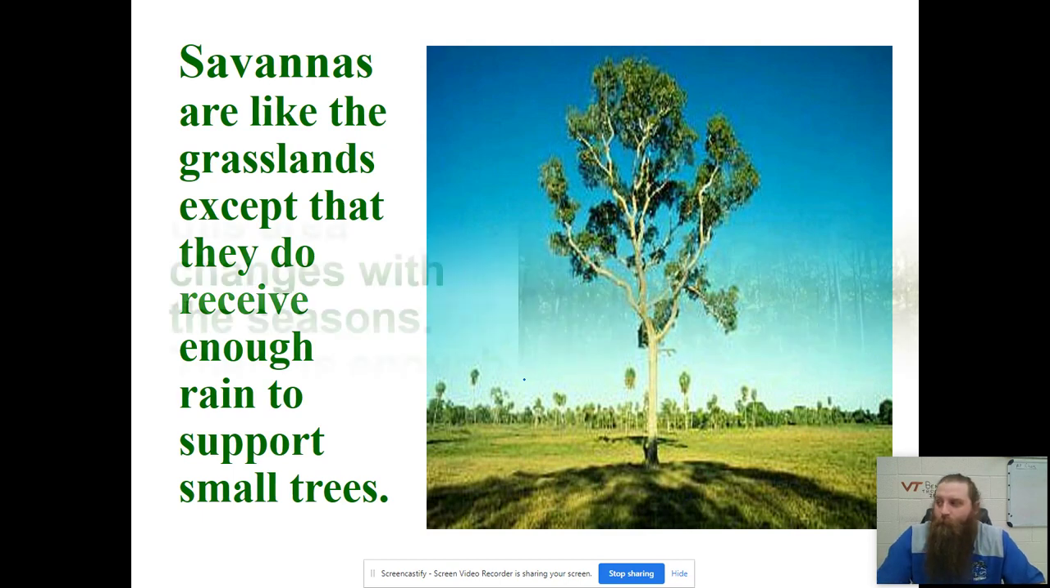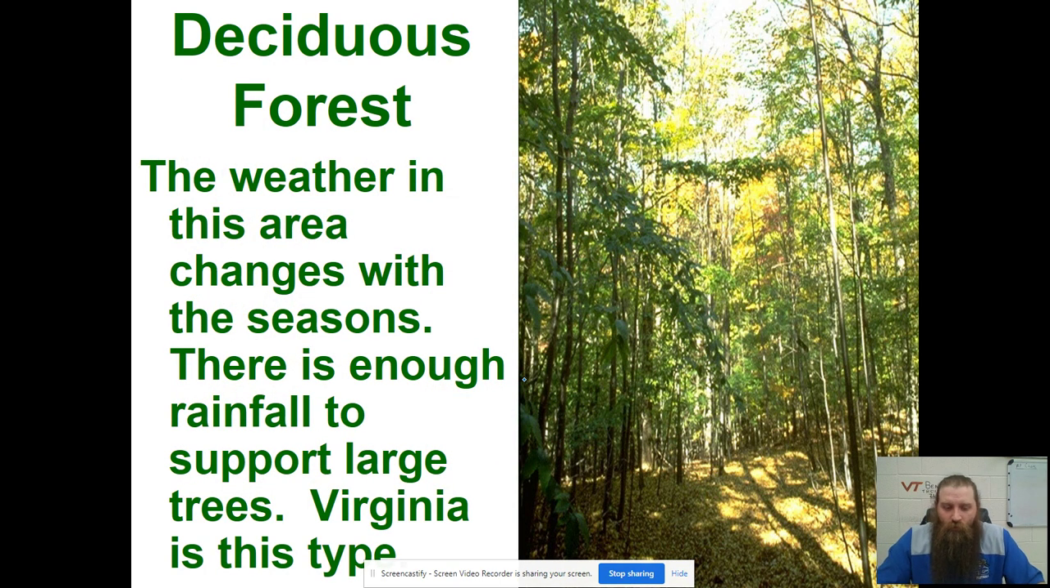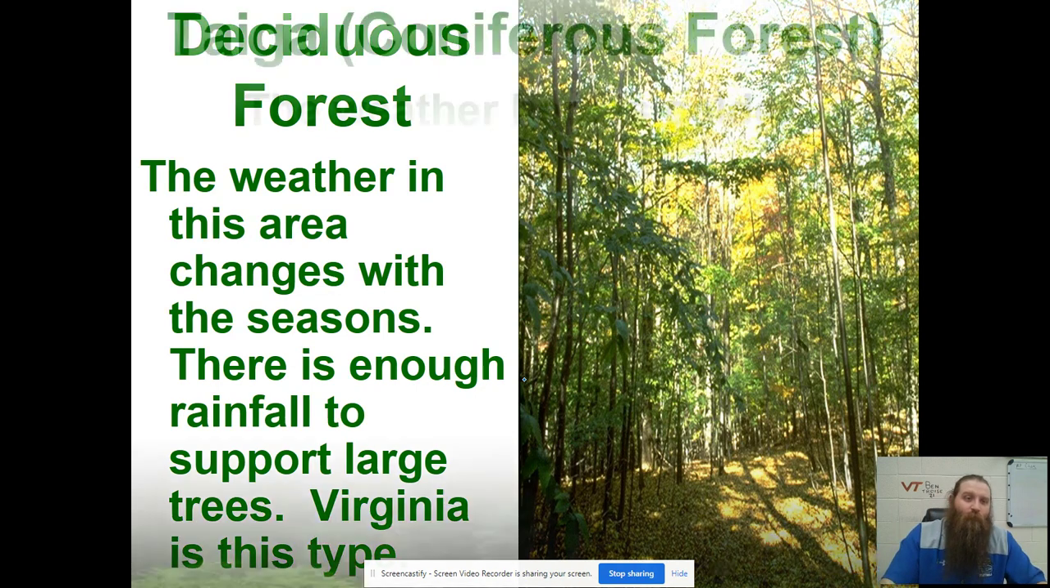It's called a savanna. Now, deciduous forest is probably the environment you're most familiar with because Virginia is in the middle of a deciduous forest. So that's the main biome we have here. You get changing weather in the seasons, right? You get enough rain to support large trees. And it's a really great place to live. Climate wise, we have a moderate climate, right? Our winters aren't too cold, our summers aren't too hot. And this is probably the biome that you're most familiar with.